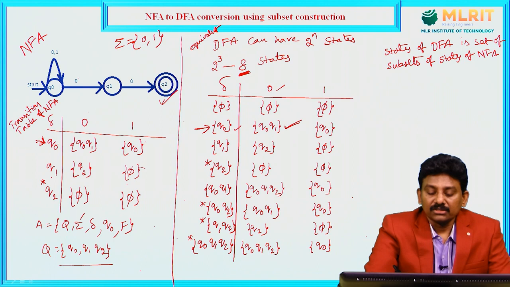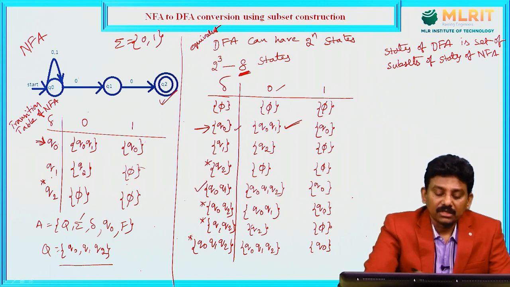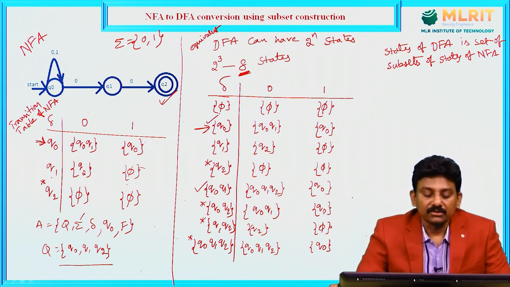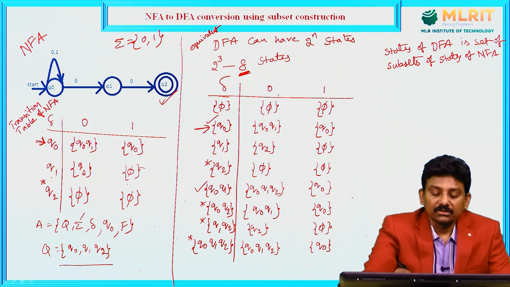So, Q0, Q1 is the accessible state. Q0 is also by default accessible because it is the initial state. Q0 on 0 going to Q0, Q1, that is Q0, Q1 is accessible state. Q0 on 1 going to Q0, that is already accessible state.